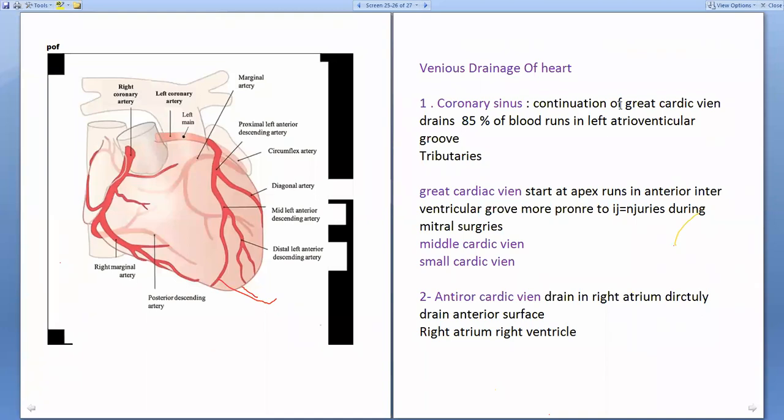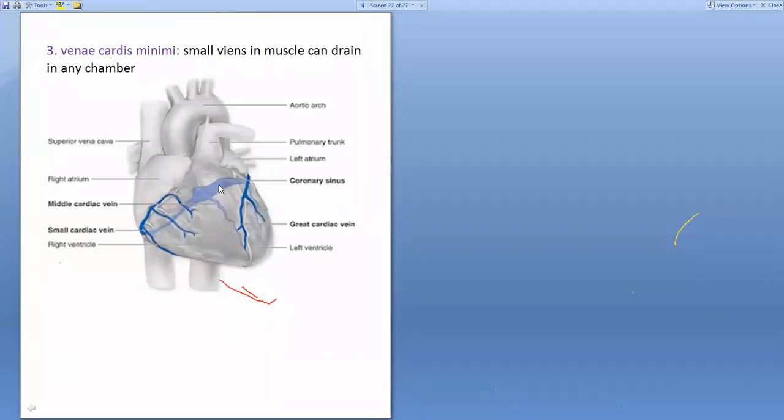Coronary sinus is a continuation of the great cardiac vein, and about 85% of blood drains into it, running in the left atrioventricular groove. Okay, so I will show you in the picture. This is the coronary sinus. Okay, guys, can you appreciate it? This is the coronary sinus. It is a continuation of the great cardiac vein. This is the great cardiac vein. So the coronary sinus lies in the posterior part of the heart. It drains into the right atrium.